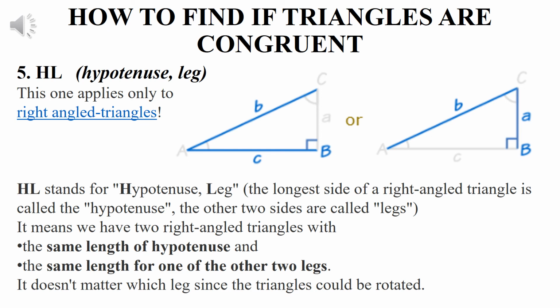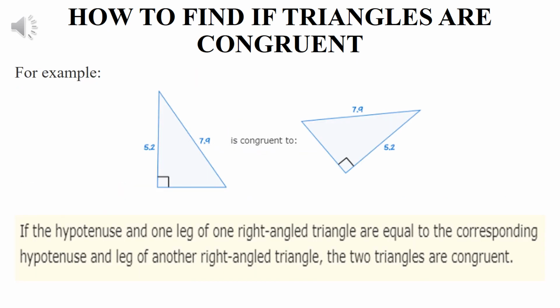It means we have two right-angled triangles with the same length of hypotenuse and the same length for one of the other two legs. It doesn't matter which leg since the triangles could be rotated. For example, 5.2, 7.9 is congruent to 7.9, 5.2. If the hypotenuse and one leg of one right-angled triangle are equal to the corresponding hypotenuse and leg of another right-angled triangle, the two triangles are congruent.